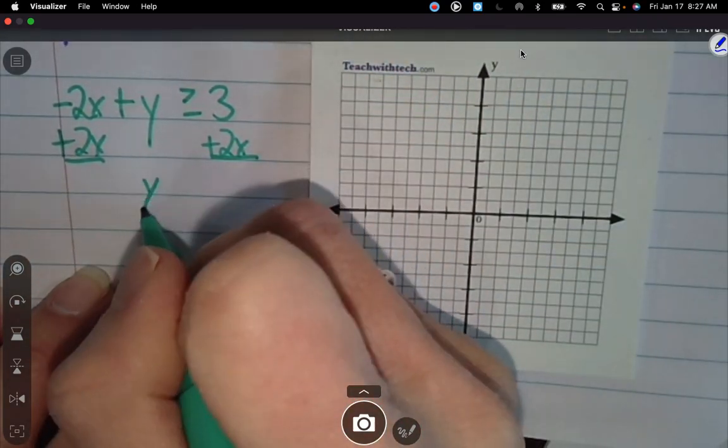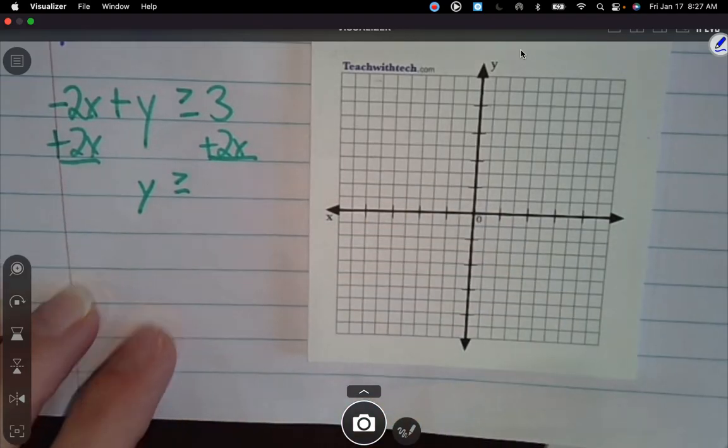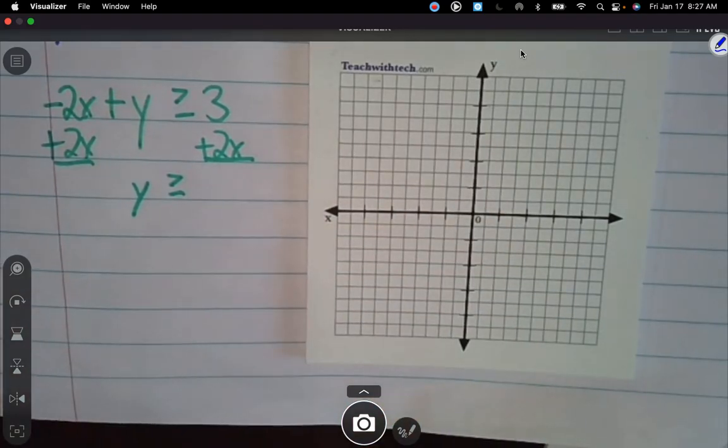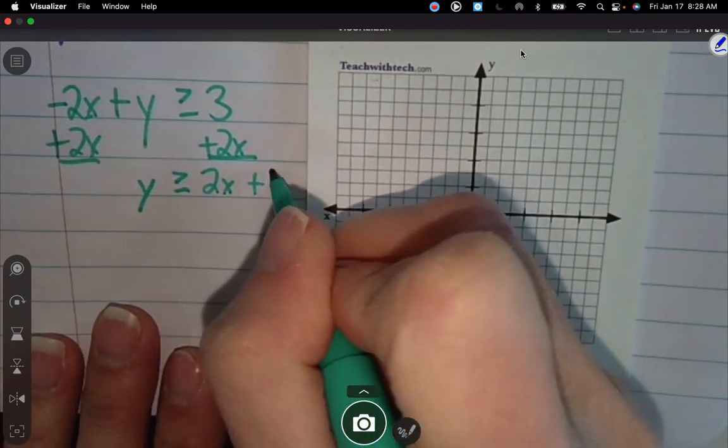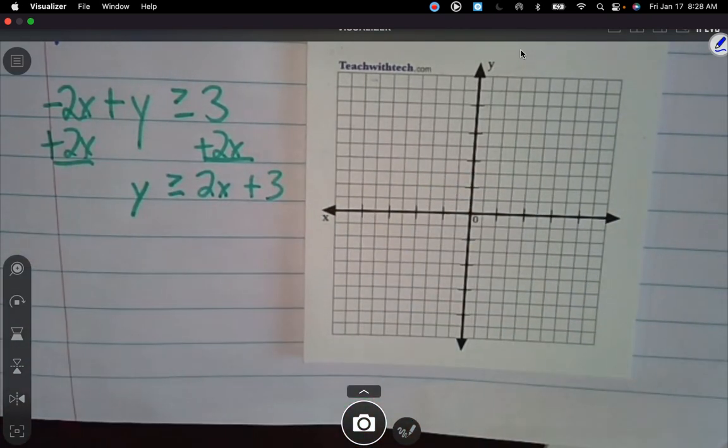So y is greater than or equal to, and I'm just going to write it. I always like to put my x first. Just write it in that order. 2x and a plus 3. Is everybody okay with that? Notice all you did, so you don't get too confused, is you took this right here and you just moved it over here and you just made it the opposite. Okay, that's all we did. Is everybody good with this one?